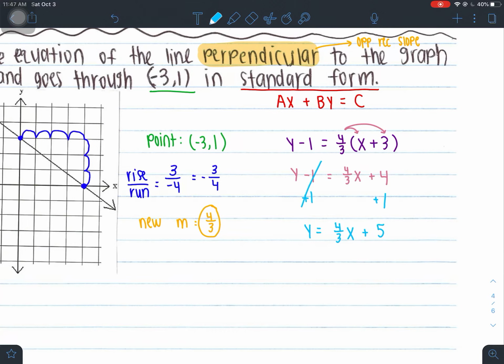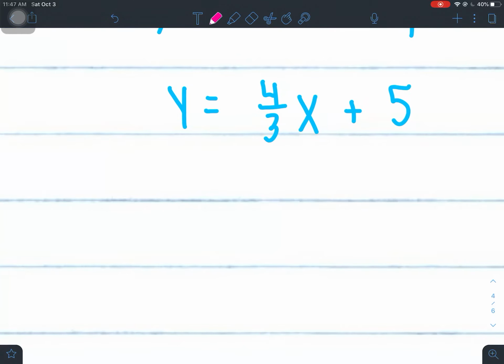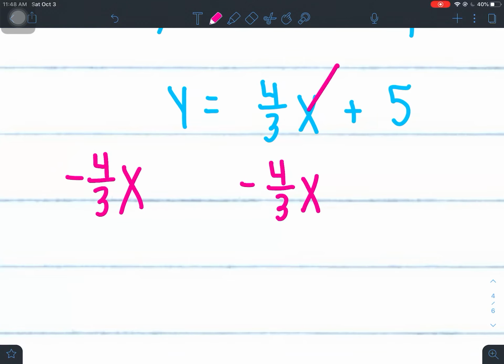However, what form do they want it in? They want it in standard form, so you don't want to stop here yet. Okay, the next step I would do is, in standard form, you know that x and y have to be on the left. Remember, there's 3 rules in standard. X and y on the left, a has to be positive, and you cannot have any fractions. So the first thing I'm going to do is move the x over to the left. Now I'm subtracting it because it's already positive, since I'm doing the opposite.